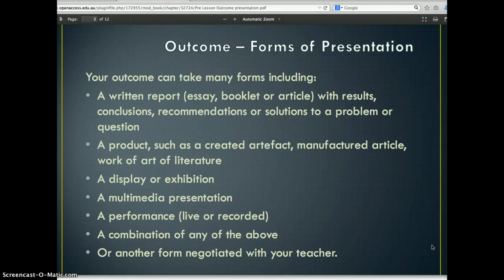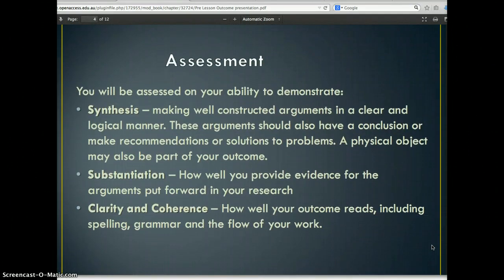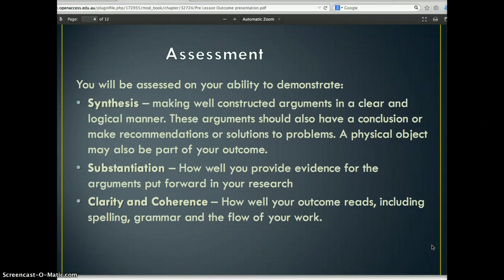The majority of the time, if you are, for example, doing a product, then you need to have some kind of a written report alongside that. You'll be assessed on three main components. Synthesis, so making well-constructed arguments in a clear and logical manner. These arguments should also have a conclusion or make recommendations or solutions to problems. A physical object may also be part of your outcome.